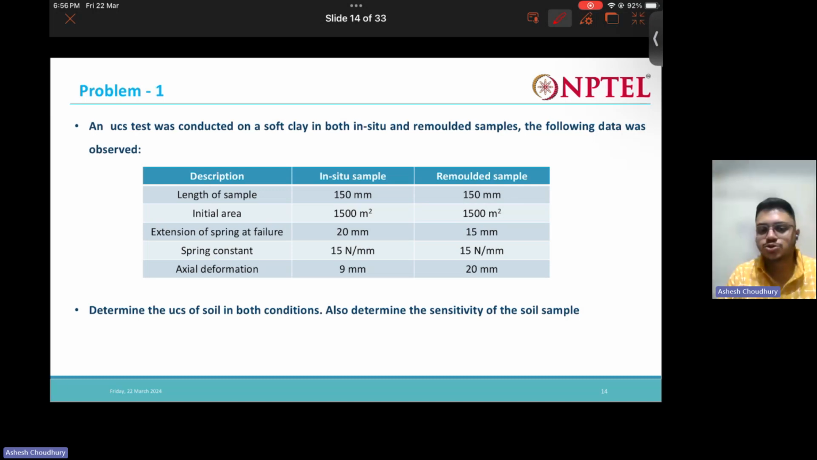Try to solve this one. This one is actually very easy. Directly all the values are given. You just have to divide the load by the corrected area and you will get the UCS values. Okay, just do this. I will be back in a minute.